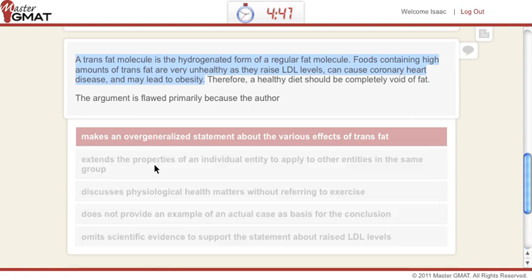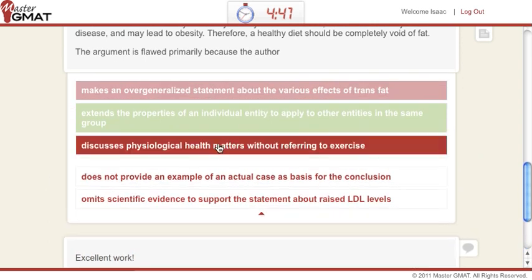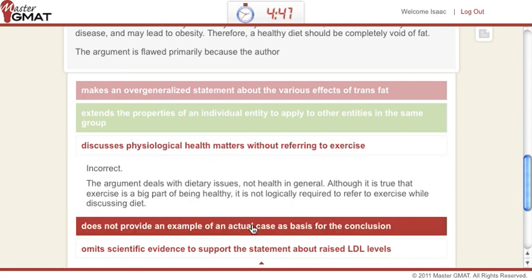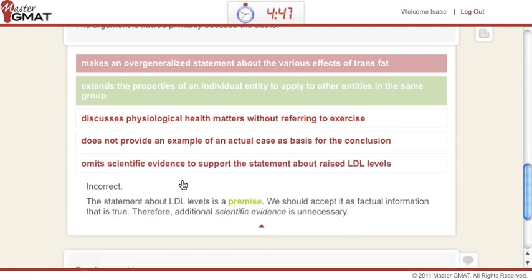Click on that, and indeed, we have a nice little explanation over here telling us exactly what went on. By the way, even if you get it right, check this out. You can always go back and check out the other answer choices and see why exactly they are wrong. Great learning tool over here.